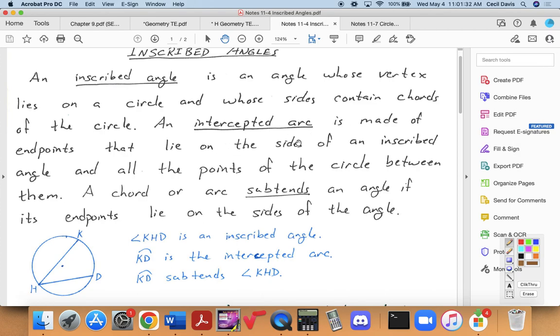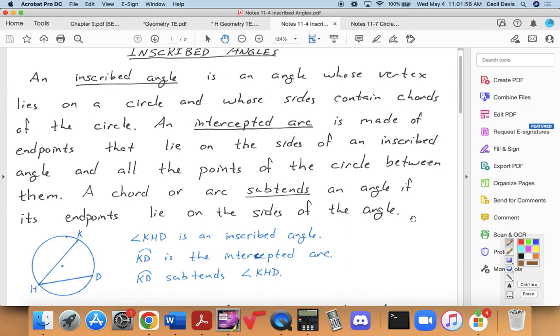So an intercepted arc is made of the endpoints that lie on the sides of the inscribed angle and all the points in the circle in between them. So it's everything from K to D on the circle. We say a chord or an arc subtends an angle, and you won't see this one a whole lot, but it's a term that you should know, if its endpoints lie on the sides of the angle.